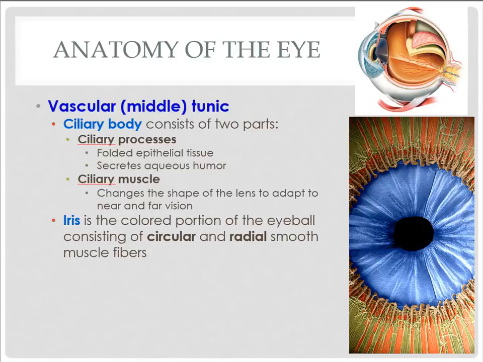Now, the iris is going to represent the colored portion of the eye that's going to consist of both circular and radial smooth muscle fibers. Both the circular and radial smooth muscles will allow the iris to dilate or constrict to adjust the amount of light entering the eye. The image to the bottom right shows you what the iris looks like from the back. Here you can see the ciliary processes that extend, as well as the iris containing the pigmented tissue that will contain those circular and radial smooth muscle fibers.